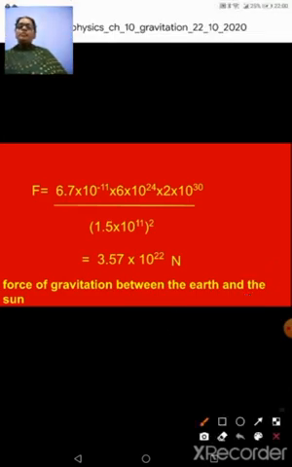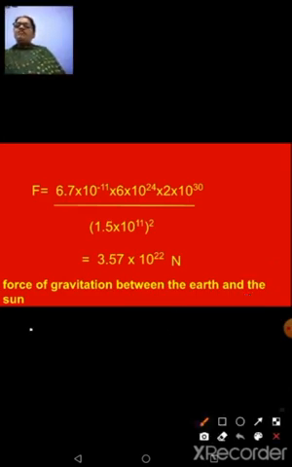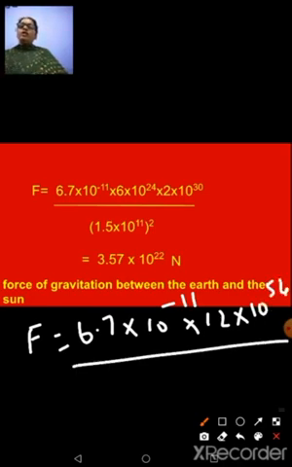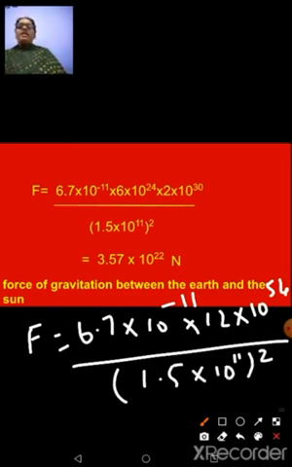See now, I'll rewrite it as F is equal to 6.7 into 10 raised to minus 11 into 12 into 10 raised to 54 upon 1.5 into 10 raised to 11 the whole square. Now, when I multiply 6.7 by 12, if I don't consider the decimal point, it is 67 into 12. 67 into 12 will give me 804. So 6.7, one decimal place we have to keep the point, right? So it will be 80.4.